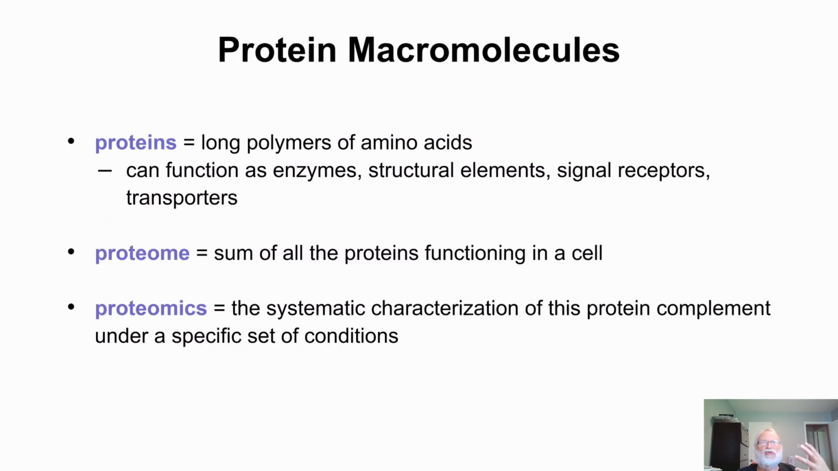Proteins. We're going to have a whole chapter about protein. Well, not a chapter, we have about four chapters. We'll talk about different aspects of proteins. Proteins are long polymers of amino acids. They can function as enzymes, structural elements, signal receptors, transporters. They have a huge number of functions. The sum of all the proteins functioning in a cell is referred to as the proteome. And the study of proteomes is called proteomics.